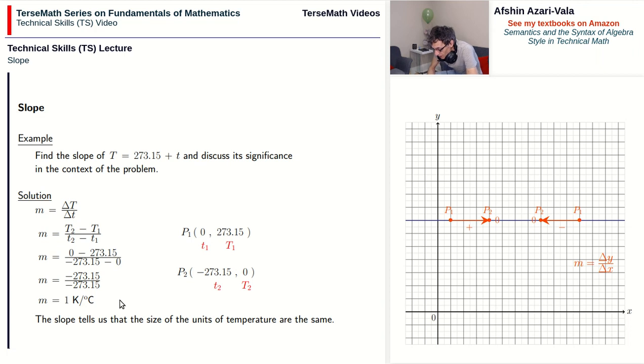Okay, so you can see the significance of slope. Slope, usually when you try to make sense of it, has some kind of significance. In the previous problem that we just did, slope turned out to be the speed of the car. In the case of this problem, slope turned out to tell us that the size of the units of temperature are the same, and they both increase and decrease by the same amounts.